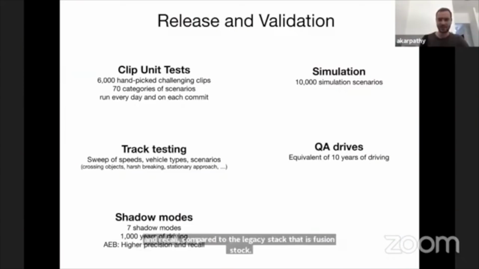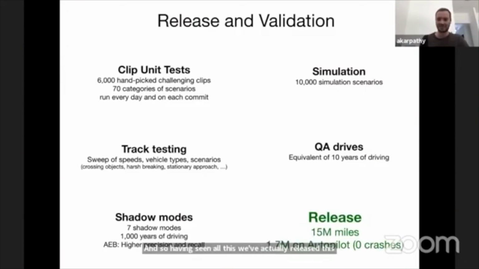And guess what? In the end, they have actually released this to drivers. And so having seen all this, we've actually released this. We've accumulated about 15 million miles so far. And 1.7 million of those have been on autopilot. And so far, there have been no crashes. Now, of course, we're running at massive scale here. And so we do expect some crashes at some point. The legacy stack has a crash roughly every 5 million miles or so, I believe.